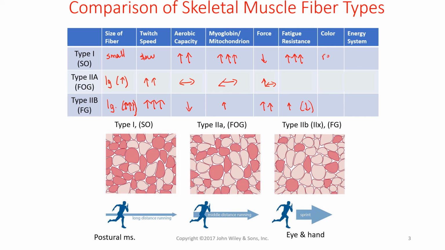Color, we're going to have red for the type 1s, white for the type 2s, and pink for the type 2As. And I'll kind of do this. Energy system, we're going to have aerobic here. Here we're going to have anaerobic. And this is going to be a combination of the two, so we'll call it more aerobic, but it can do aerobic and non-aerobic.